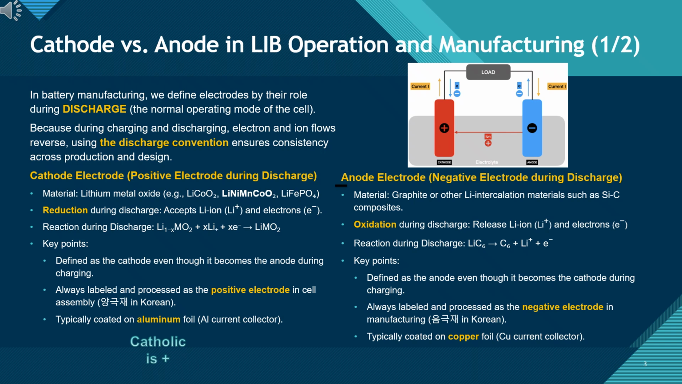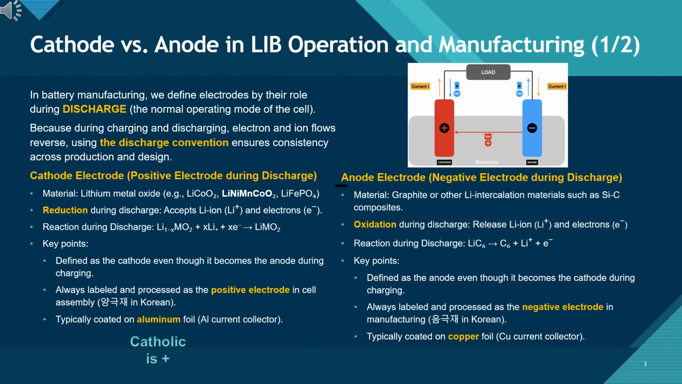That means the cathode is always the positive electrode, and the anode is always the negative electrode, regardless of what happens during charging. During discharge, lithium ions move from the anode to the cathode through the electrolyte, while electrons flow through the external circuit, delivering electrical power to the load.